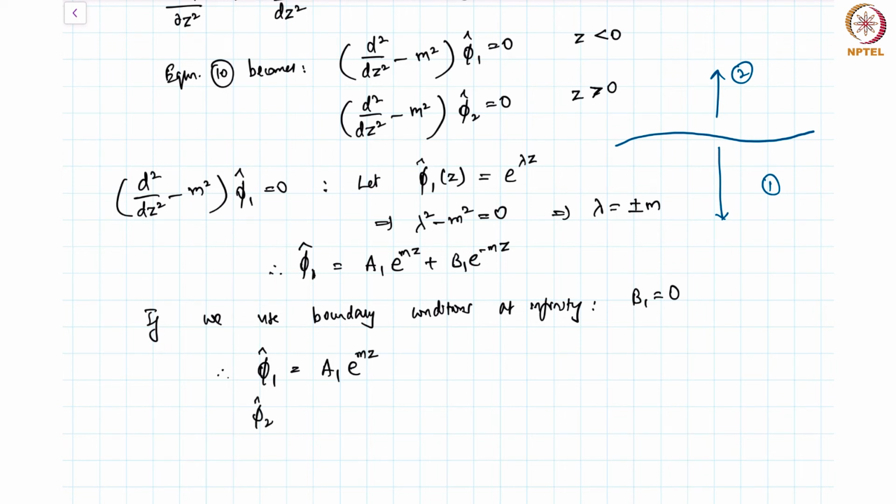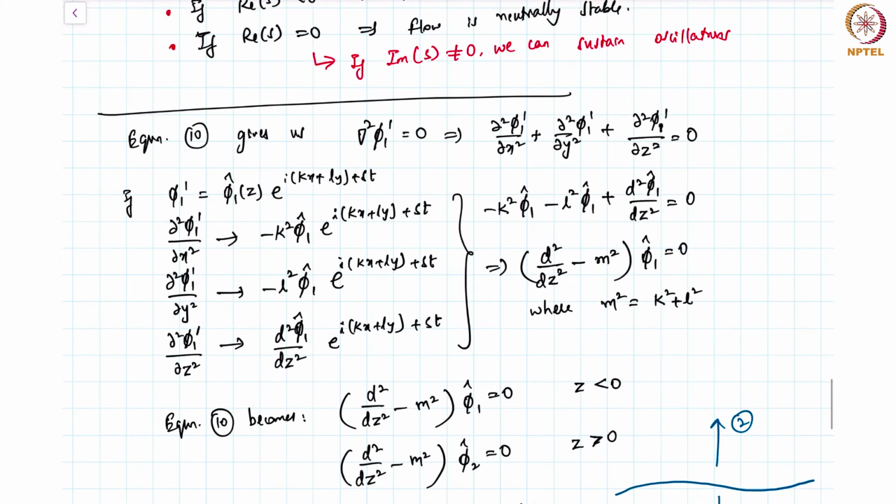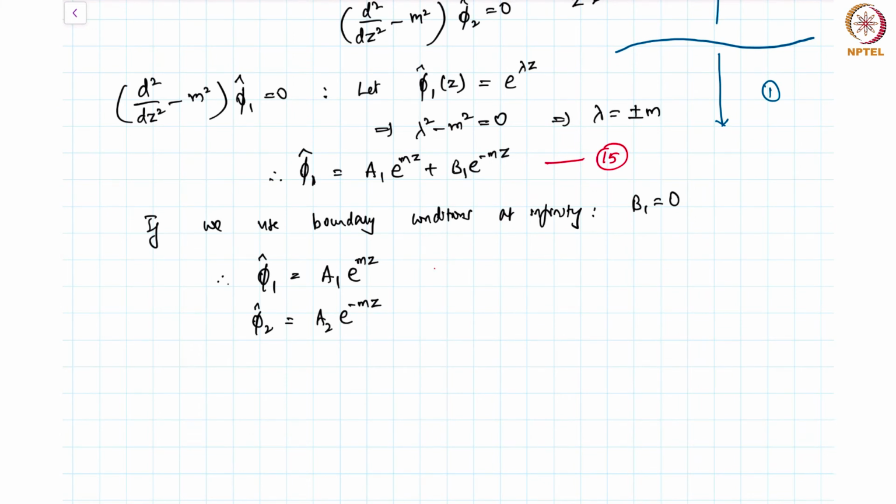Similarly, phi 2 prime would simply be some a2 e power minus mz. Remember, for fluid above, as z increases, e power minus mz decays. This ensures that we are basically not having growing terms as you go to infinity. So this is our general solution that we had got, and then we label this as 16 and 17. That's what we have now.